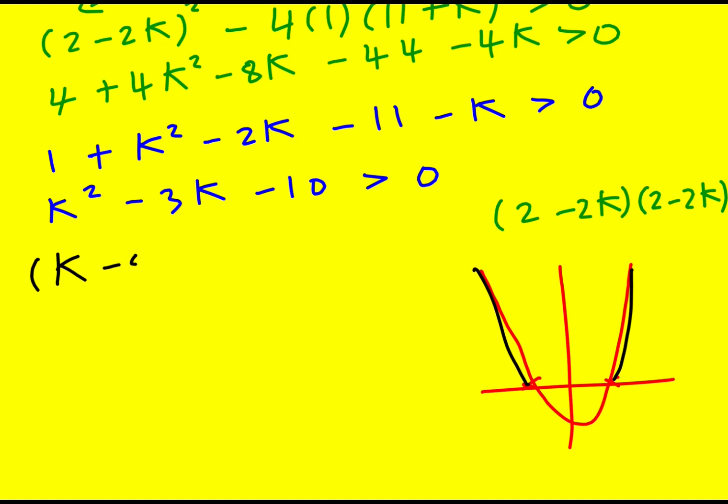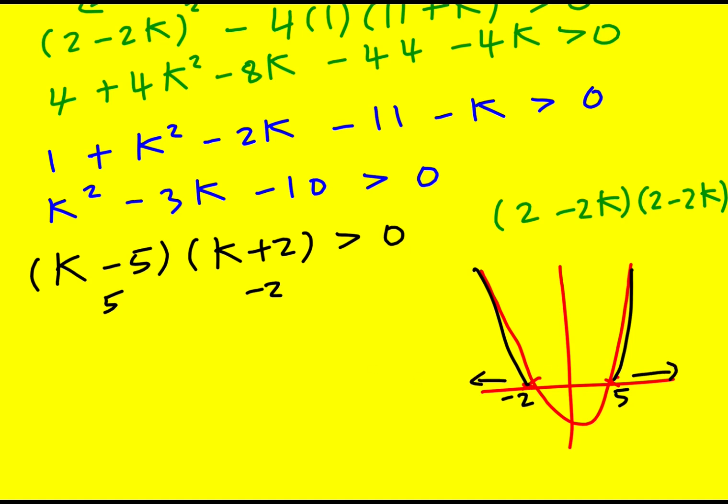So it's going to be (k minus 5) times (k plus 2) is greater than 0, which is going to give a root at 5 and one at minus 2. And actually, okay, my sketch isn't accurate, but it's good enough. Minus 2 and 5. And we can see where the curve is positive. It's here. So it's going to be all these values, or here, all these ones that are less than minus 2. So I was about to write x there. Technically, it's k is less than minus 2, or k is greater than 5.